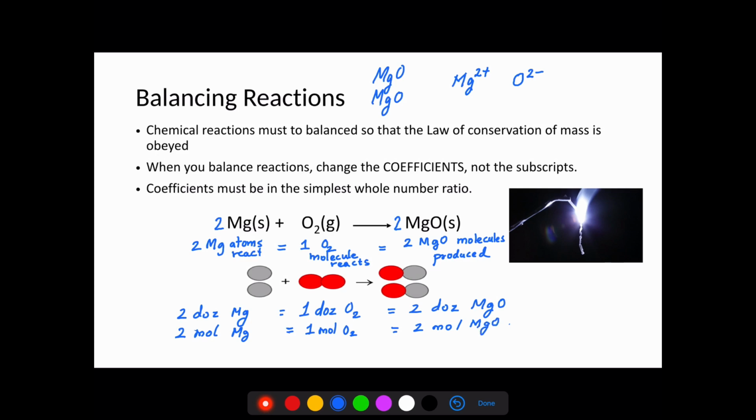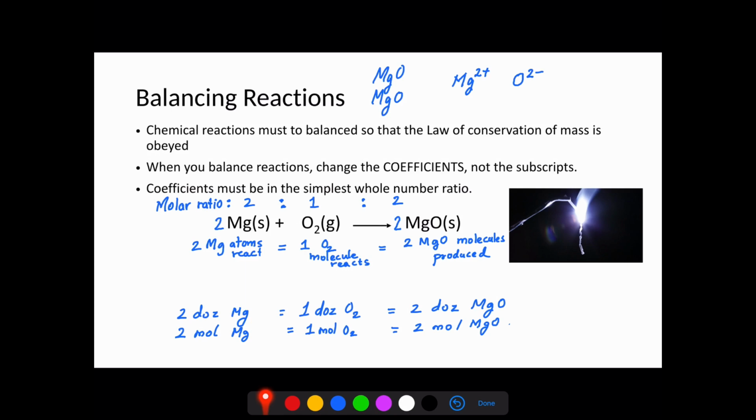Okay, so the balanced reaction is telling us the molar ratio. So remember that this is the molar ratio. Okay, the molar ratio in which chemicals react in this reaction is 2 to 1 to 2.